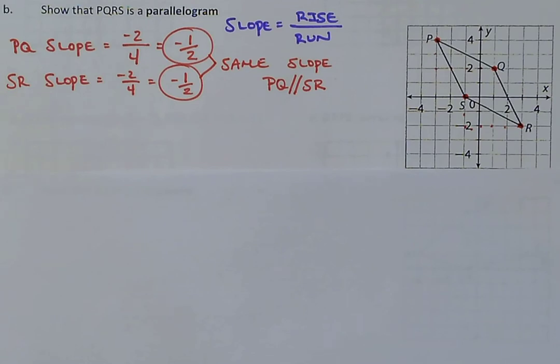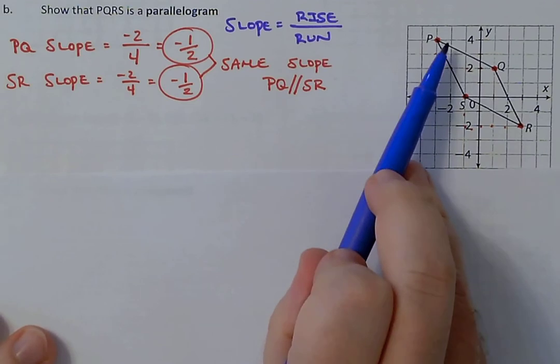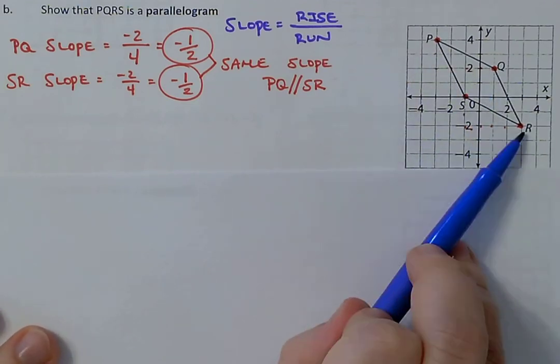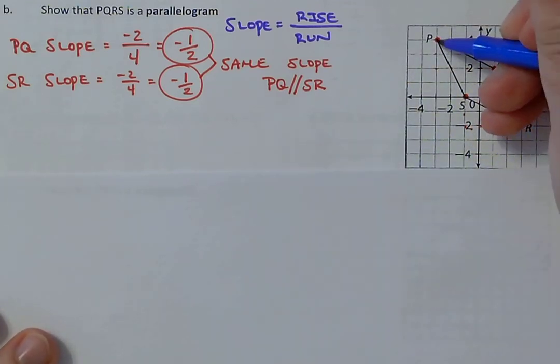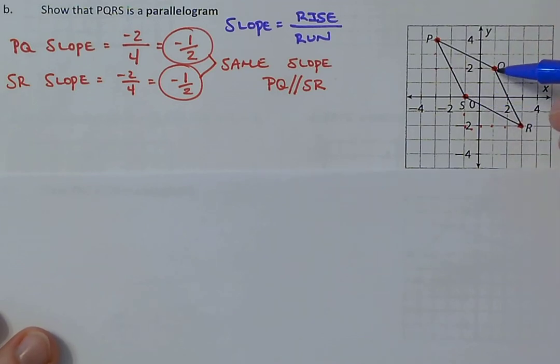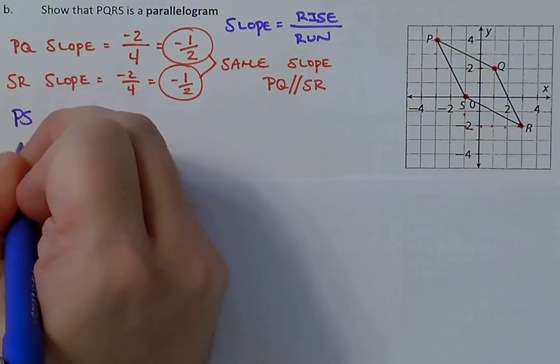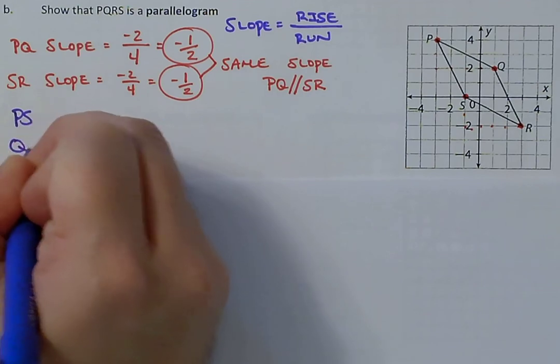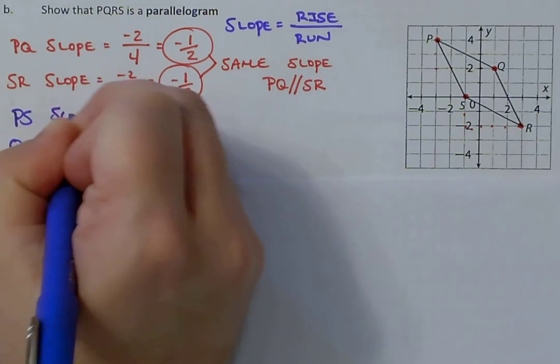Now, I would love to say that that is it and that we would be done, but because we're trying to prove this is a parallelogram, we have to prove that both sets of opposite sides are parallel. So we've accomplished in saying that PQ is parallel to SR. Now we need to say that PS is parallel to QR. So PS and QR is what we're going to find the slope of.